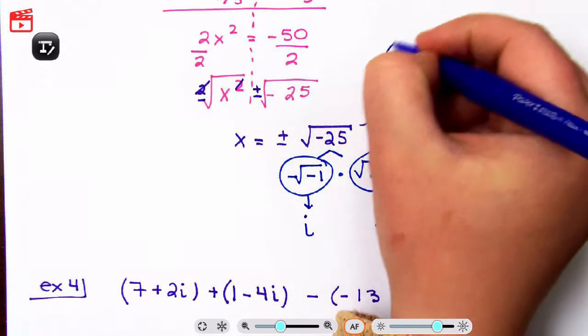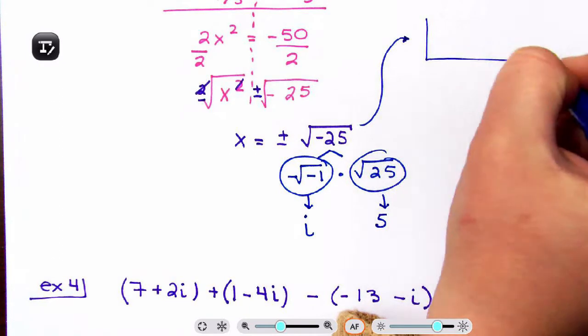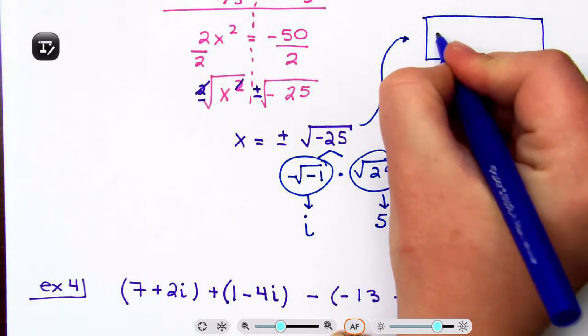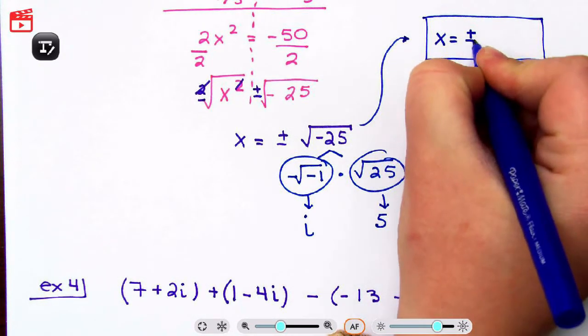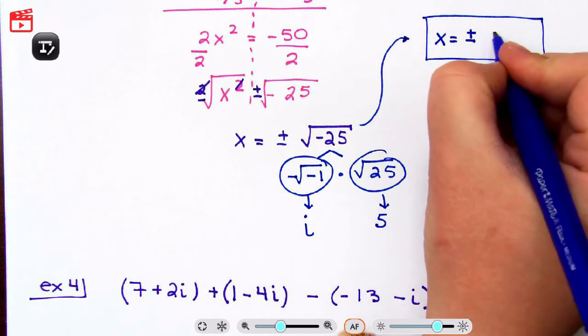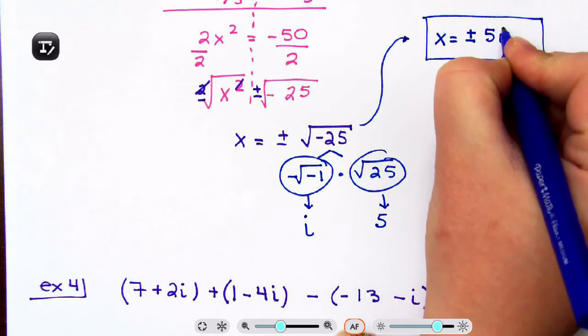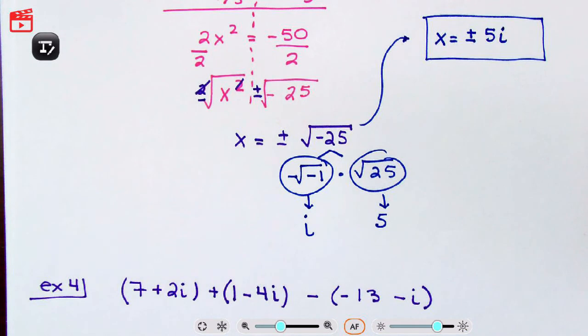Make sure you write this in the correct format. Very important. So you have x is equal to plus or minus. We don't have any real numbers, so we have 5i as our answer.